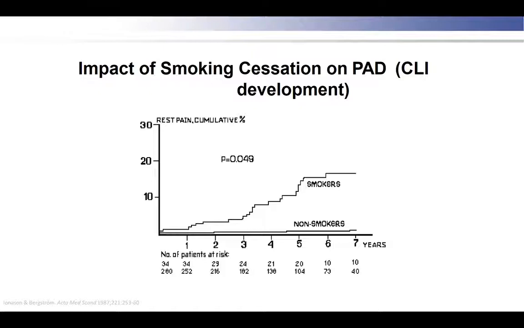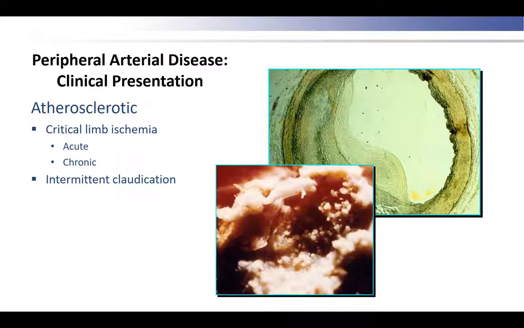And of course the pathology is the same as coronary disease. This is indistinguishable atheroma, and we have critical limb ischemia and intermittent claudication as the two terms. The vast majority of patients have intermittent claudication, and this is essentially just angina of the legs. You have a stenosis and you walk and you get pain.